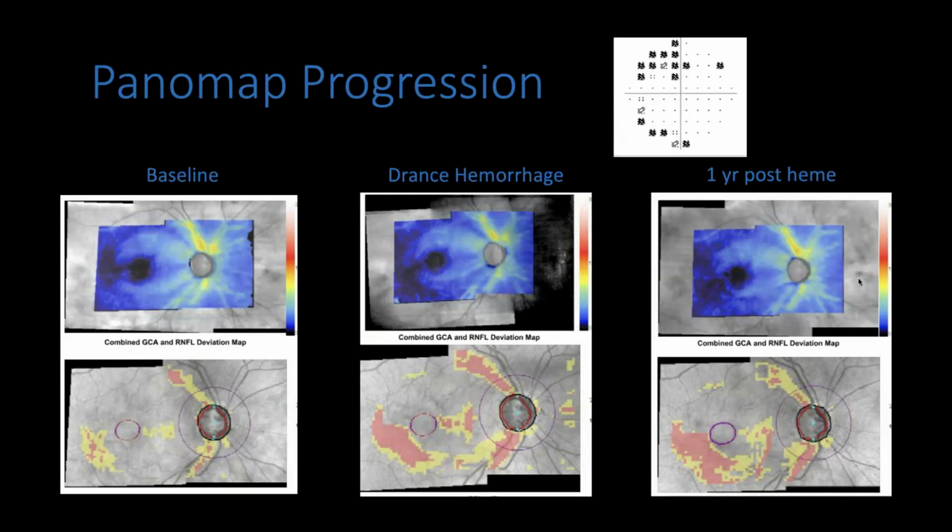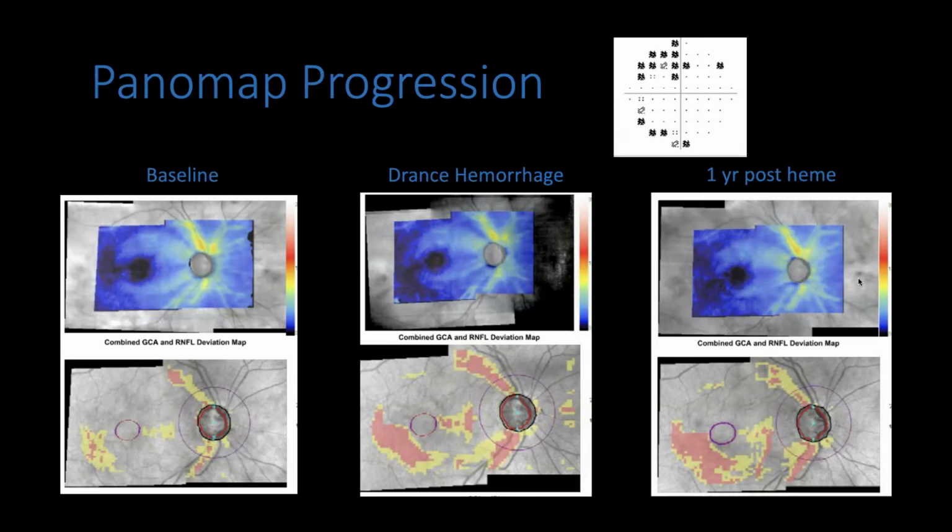With this case, I like to look at the pano map. One of the reasons we need to look at the pano map is because it gives you a whole view of what's happening in the nerve fiber layer and the ganglion cell layer. As you can see, from baseline, there are some changes happening in the ganglion cell layer.